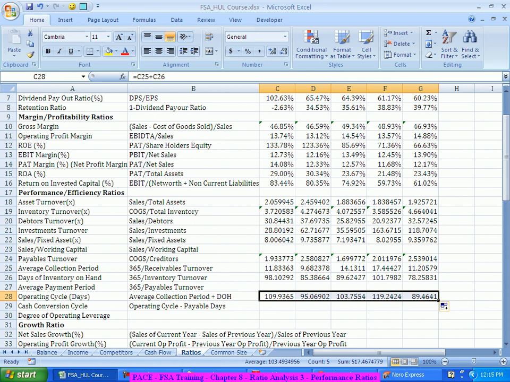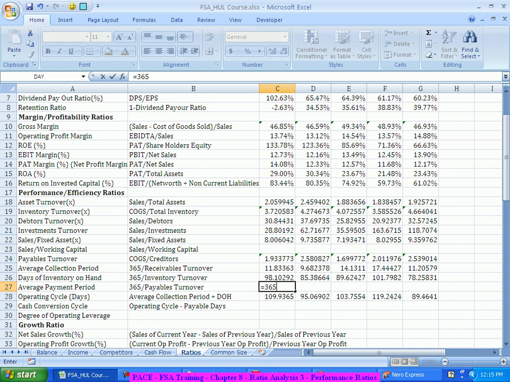Now the other side, the average payment period, is the time it takes on an average to pay your vendors, which is 365 divided by the payable turnover. So on an average you are taking 188 days to pay your vendor. For some vendors you are paying very fast, some of them very slow, but on an average you were taking around 188 days. Now it has come down to 143 days.